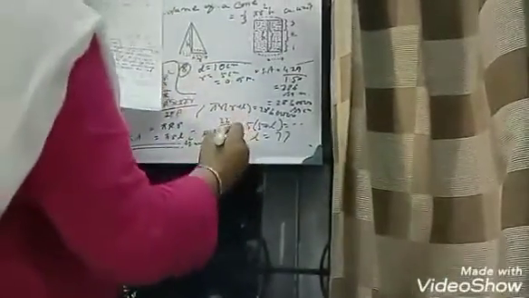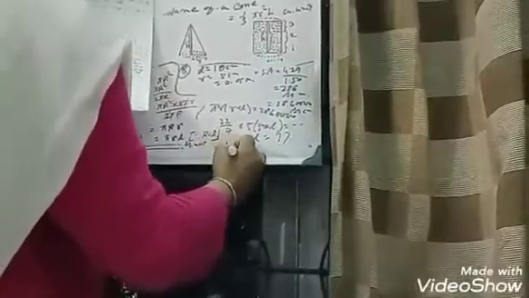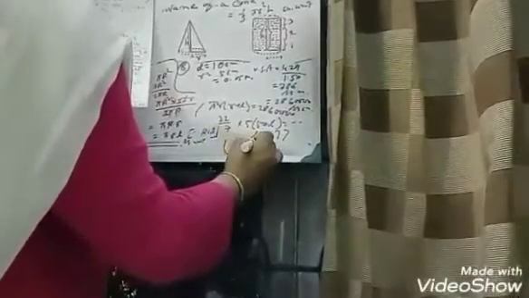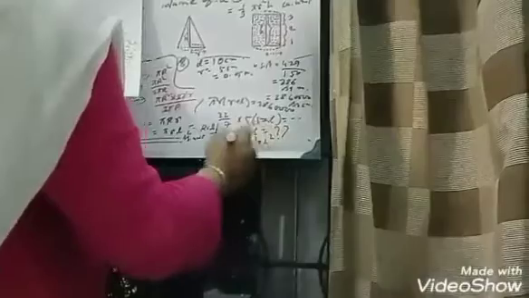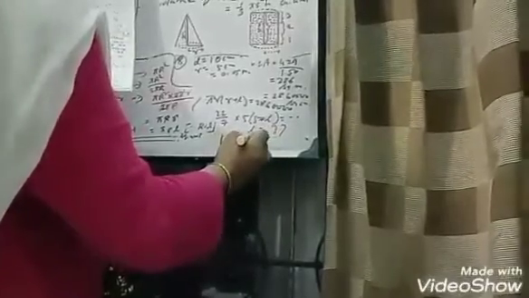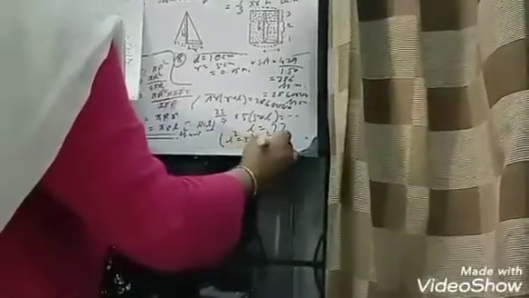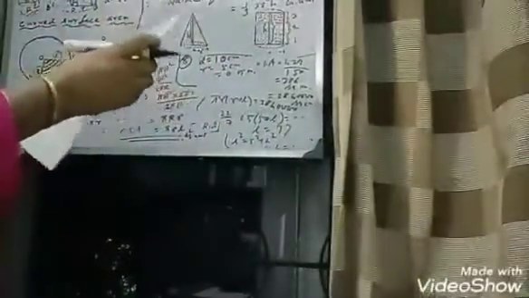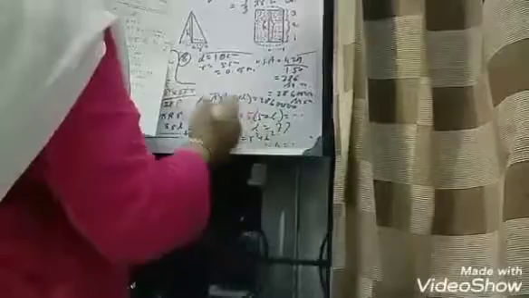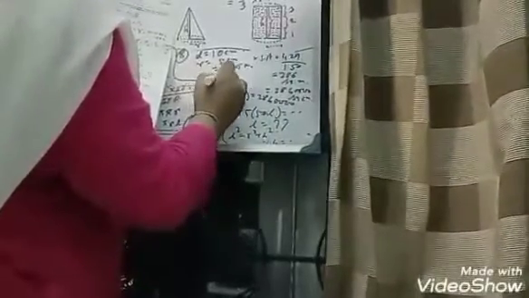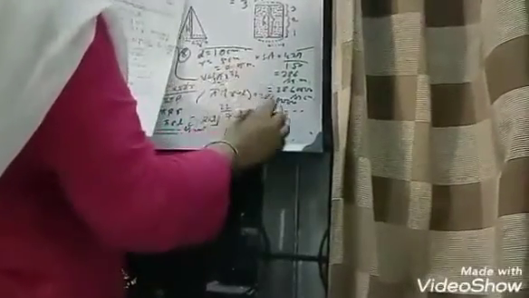When we get the value of L, then we have to find the H. What is the formula? L square equals R square plus H square. Put the value of L, put the value of R, then we will get the value of H. When we get the value of H, then for volume, 1/3 pi R square H. R we know, H we know, just put the value here to get the volume.